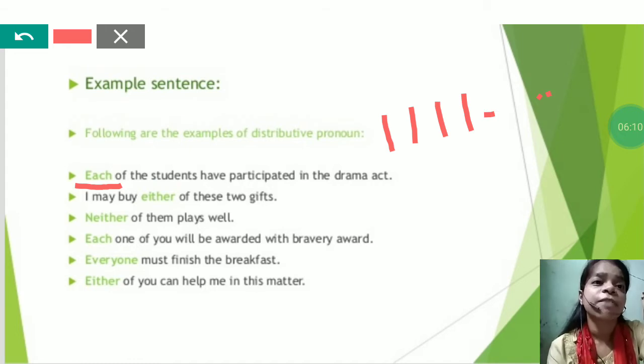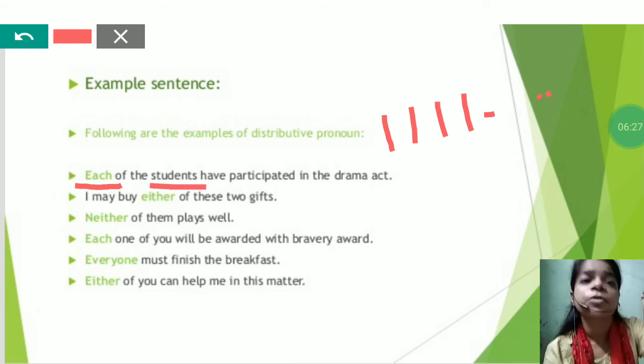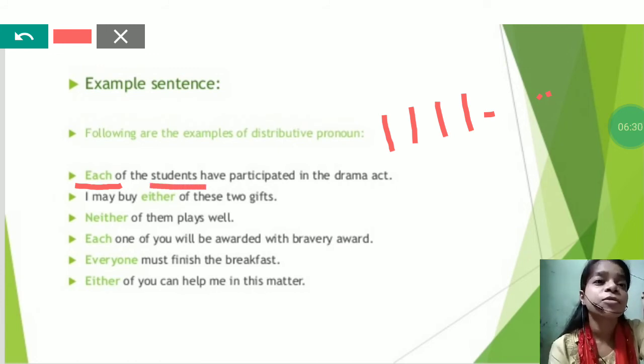All the students have participated in the drama act. It is talking about all the students. Everyone participated, and as everyone participated, all the students, it is representing the whole group of students, and it is separating the students in one form. Hence, it is a distributive pronoun.